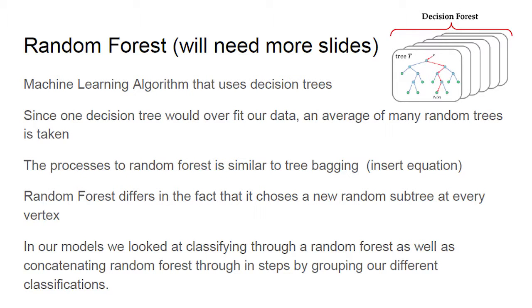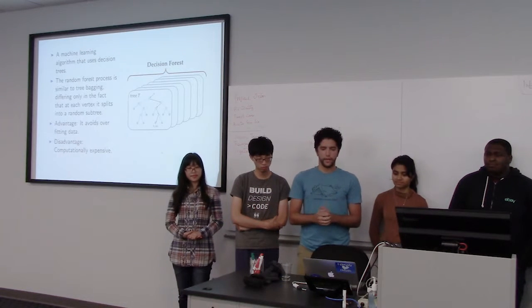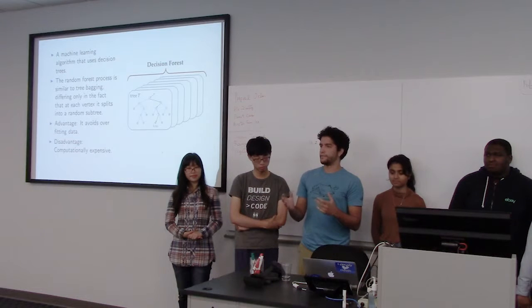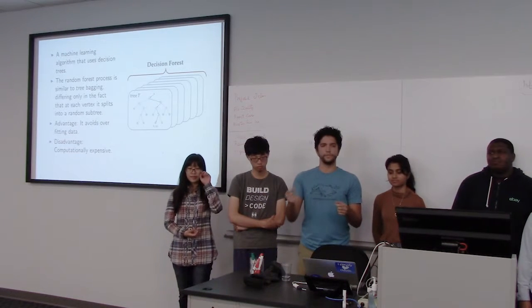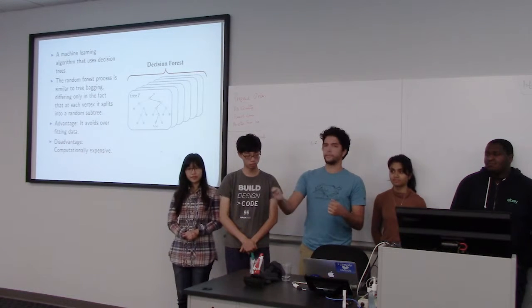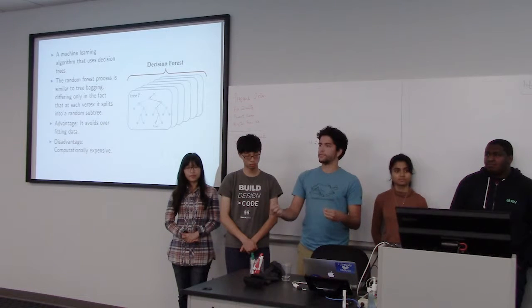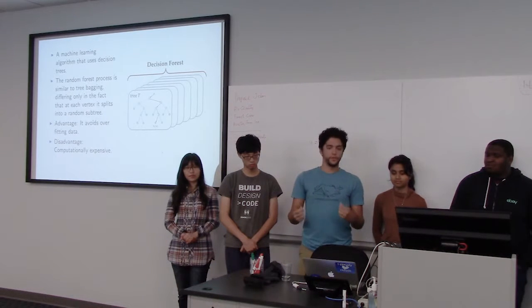So the random forest model is a machine learning algorithm that uses decision trees to categorize all the land parts based on our features. The random forest model is based a lot on tree bagging, and it differs only in the fact that each vertex splits into another random subtree, where they choose a random feature, which would be one of our vertices or nodes, depending on how you learn it.